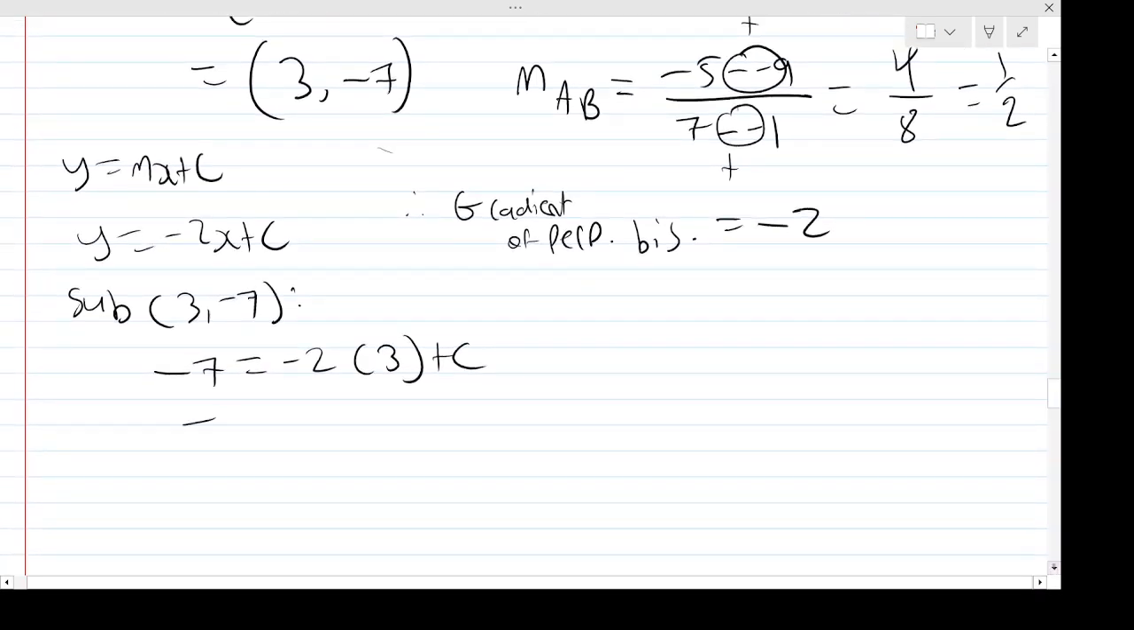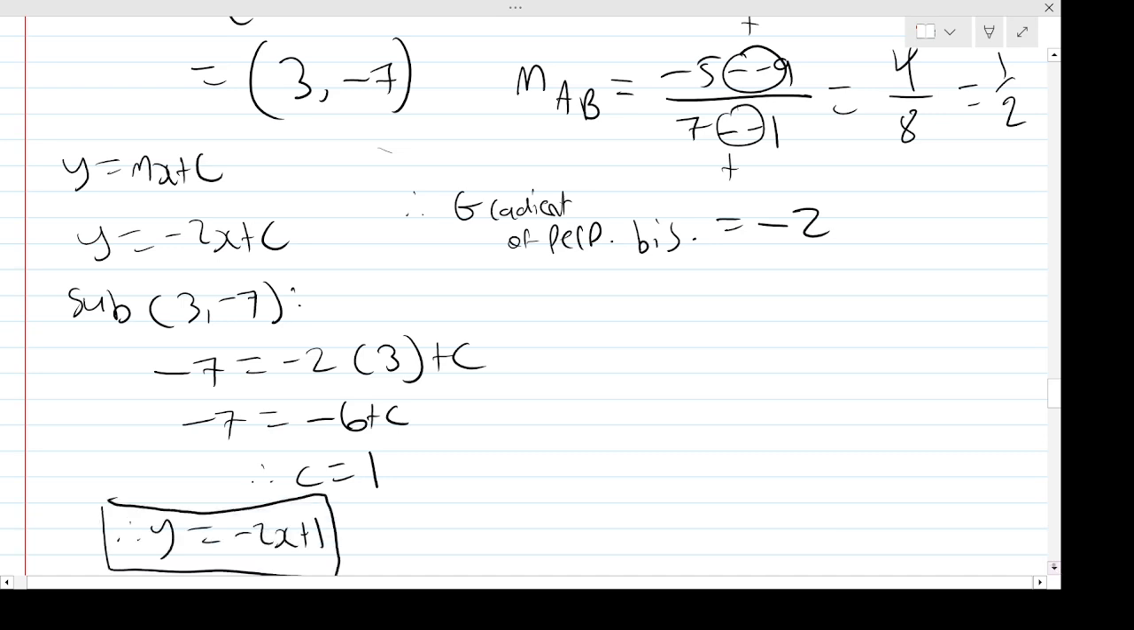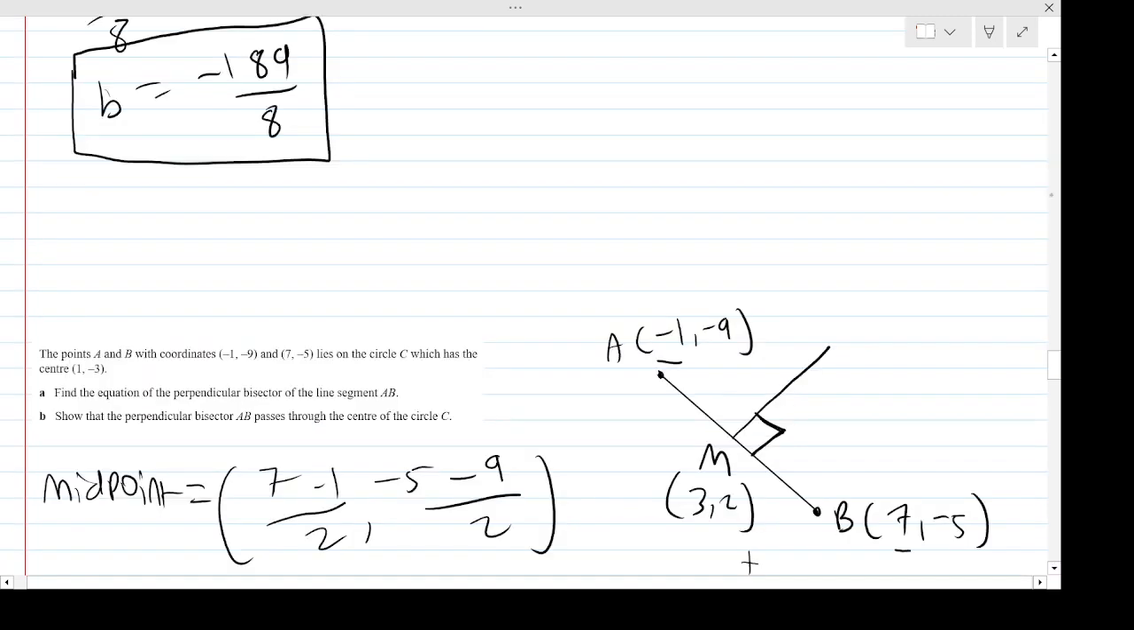And then we can work that out. So -7 is -6 plus c. Therefore, if you add 6 to both sides, c is 1. Which means that our equation is that y is -2x plus 1. There we are. So that's the equation of the perpendicular bisector.